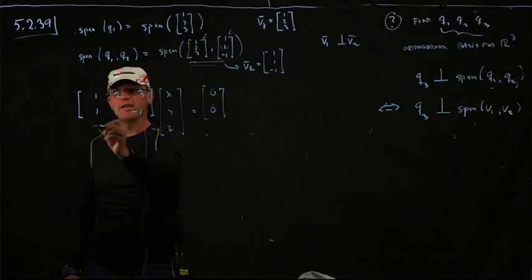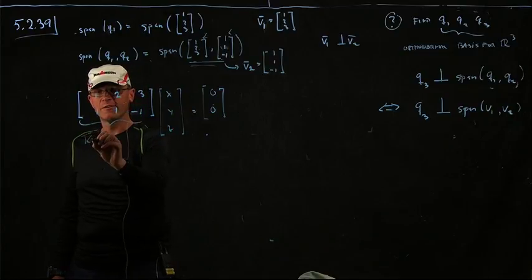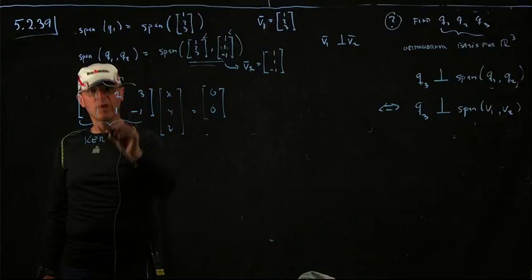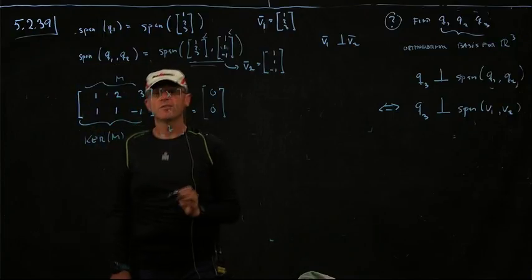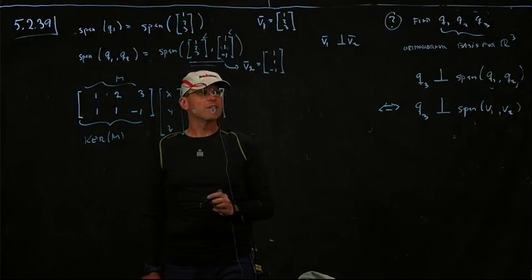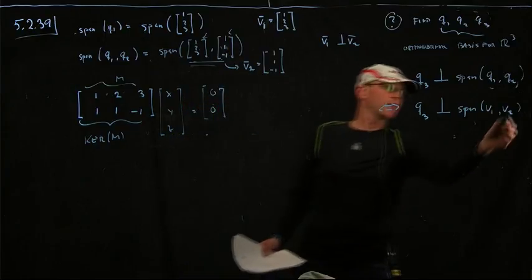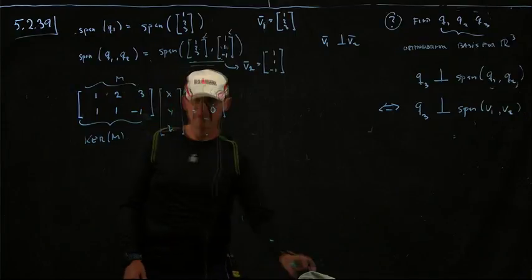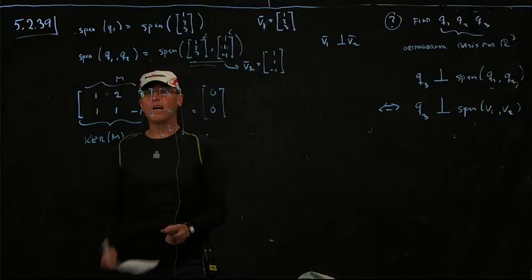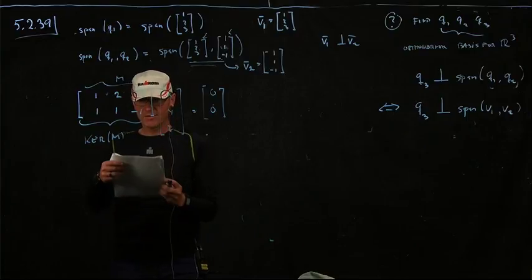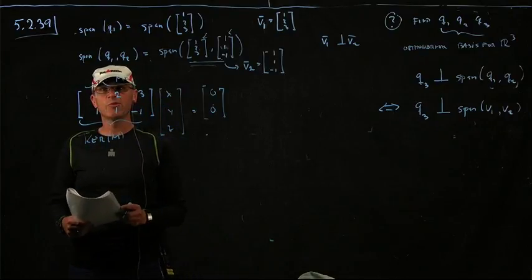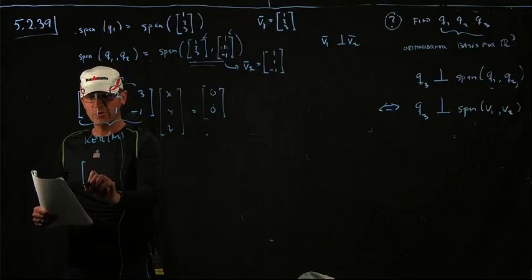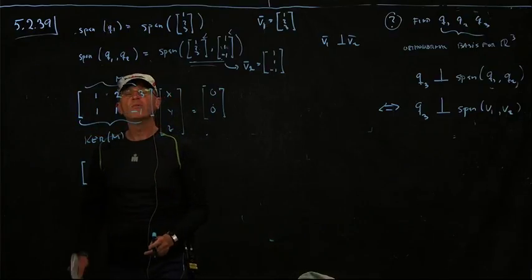So we just have to find the kernel of this matrix, so call this matrix M. That gives us a vector that's orthogonal to the span of these two vectors. So that's what we want to do. How do we find the kernel? We just do what we always do. Let's not forget our old stuff. So we compute the reduced row echelon form.